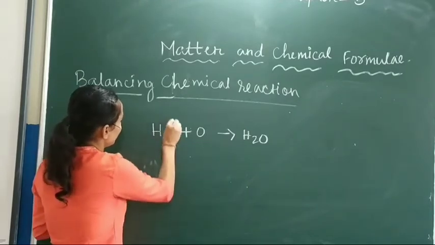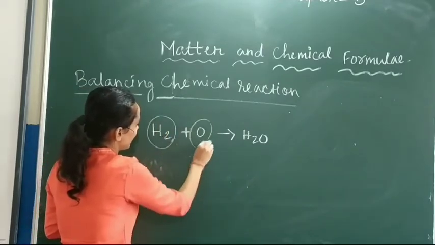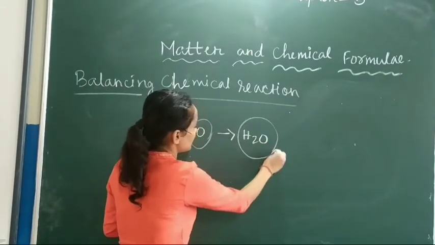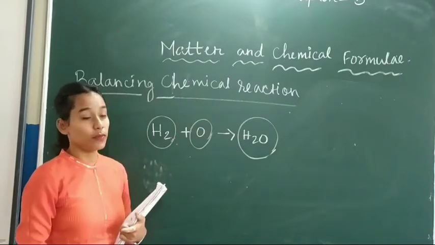present in the reactant side should be equal to the number in the product side. Okay, then only the equation will be balanced.